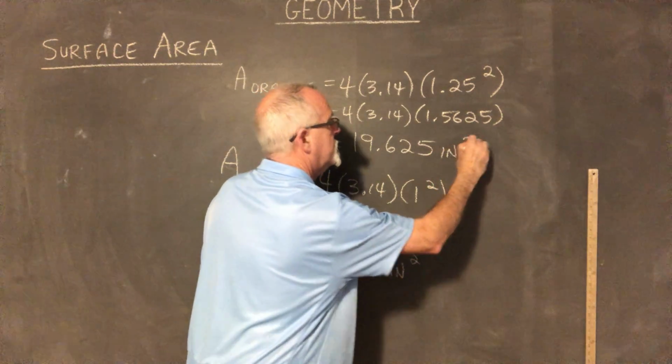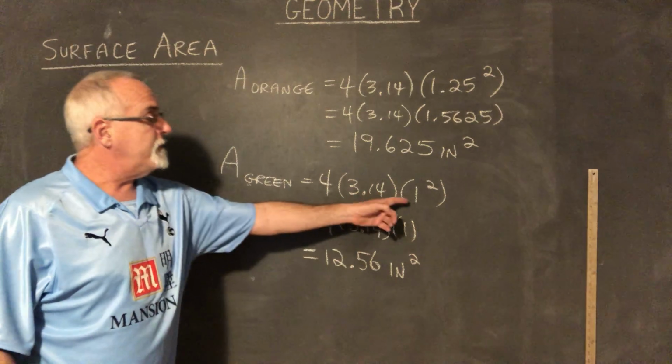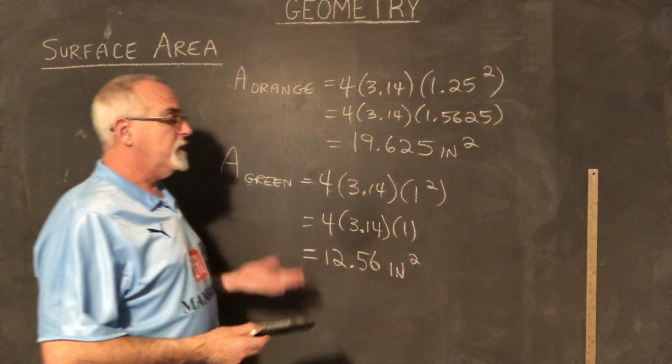square inches. Area, it's squared. Okay, so a little bigger, but that's what we expected because the radius is a little bigger. Let's do the third one.